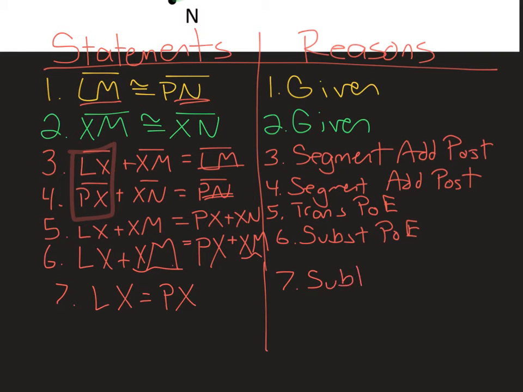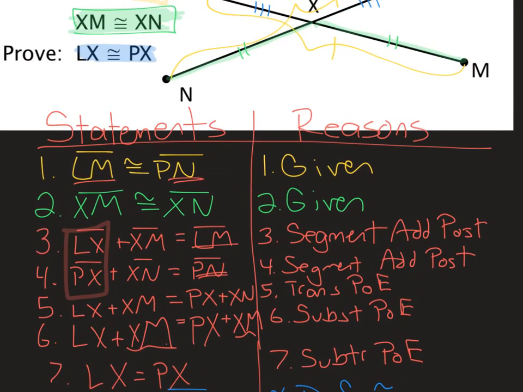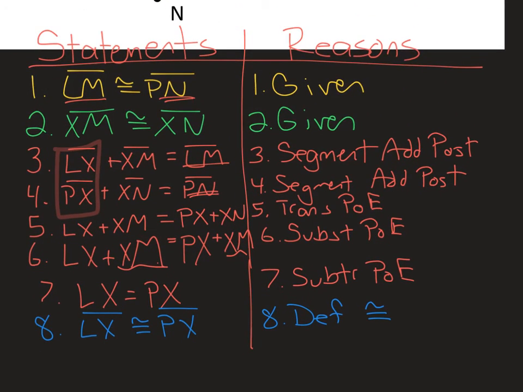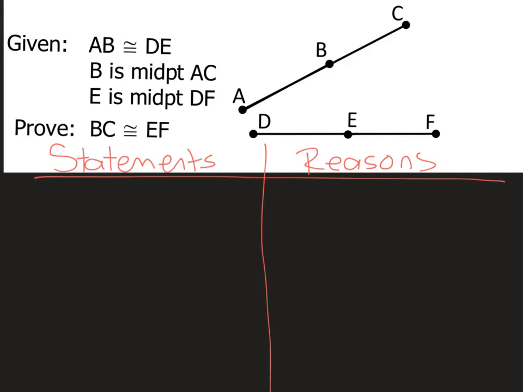That's because if I subtract XM from both sides, it's going to cancel out on both sides. And then because I know these guys are equal, I can go ahead and say segment LX is congruent to segment PX. And that's just definition of congruent. Remember, congruent means that they are equal, they have the same length. So that matches our proof and we are done. If we look back up here, that's what we were trying to prove, LX congruent to PX. We have it right there. So we are done.